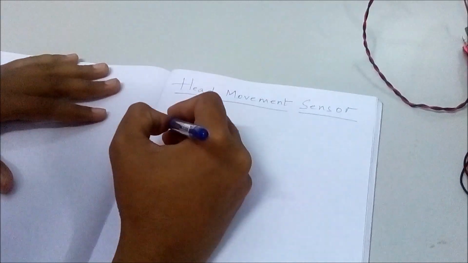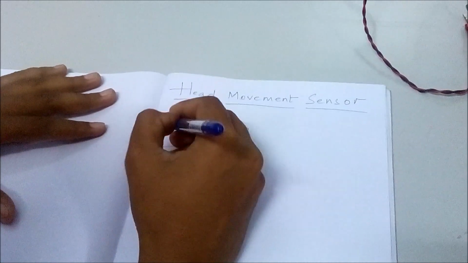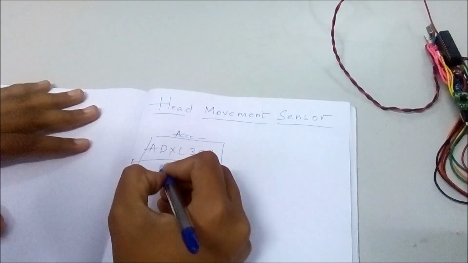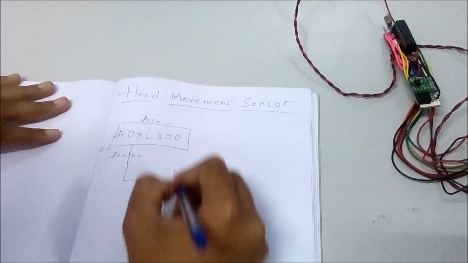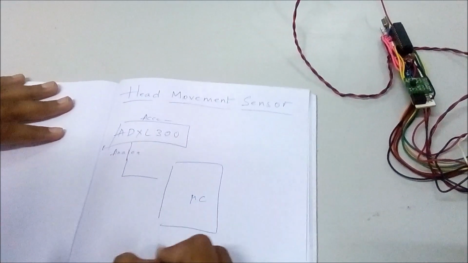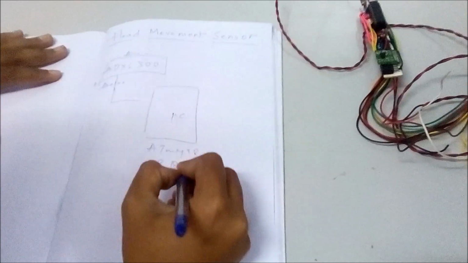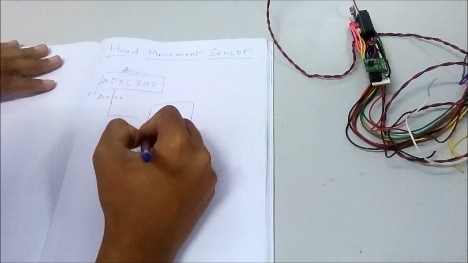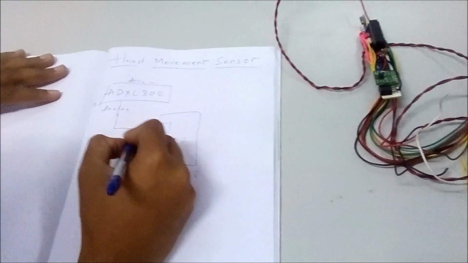The accelerometer here we have used is the ADXL300. This accelerometer senses the signal when the user tilts his head. This is an analog signal. This analog signal is fed to the microcontroller. It is 80 MHz and an 8-bit microcontroller. Here we have an ADC on chip. This analog to digital converter will convert this analog signal to a digital signal.